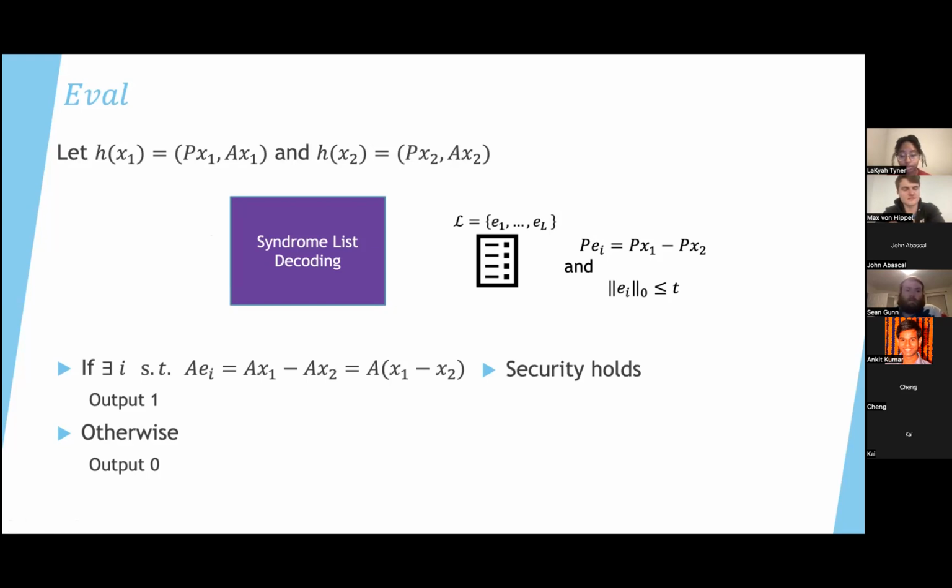We can show that security holds because if X1 and X2 are indeed close, then for sure we will find an e_i in that list such that this relationship holds. On the other hand, if X1 and X2 are far, meaning the distance between them is greater than t, then for every possible error vector in this list, A times e_i is not equal to A times X1 minus A times X2.